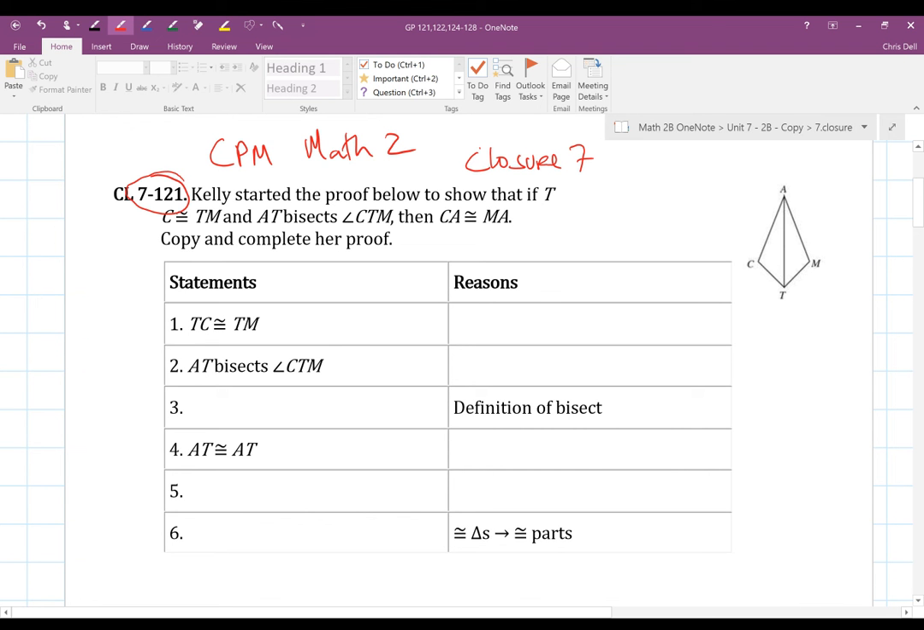It says Kelly started the proof below to show that if TC is congruent to TM and AT bisects angle CTM, then CA is congruent to MA. When you see this "if," those two things are the givens, then this is what we want to prove. So we want to get to that as our proof.